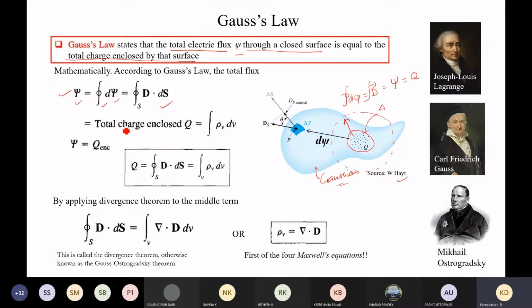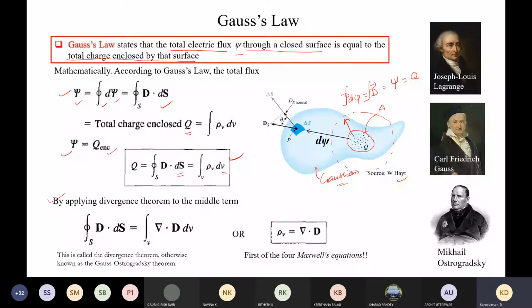So that is equal to the total charge enclosed, and this total charge enclosed we are going to integrate by this volumetric integration. Therefore the total flux is equal to the total flux enclosed by the closed surface. So that is what the Gauss law itself. Okay, so in this Gauss law, we can clearly see the linkage between this closed surface integration and volumetric integration. And this problem can be easily solved by applying the divergence theorem.